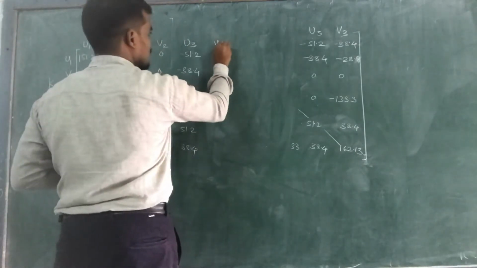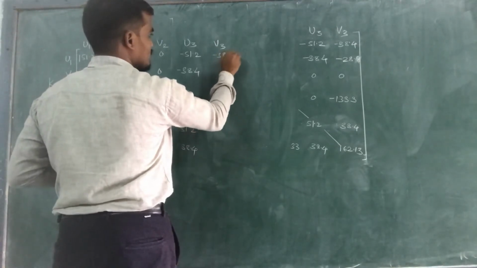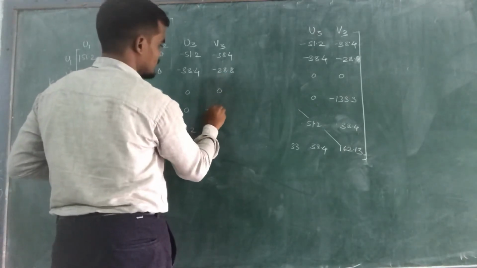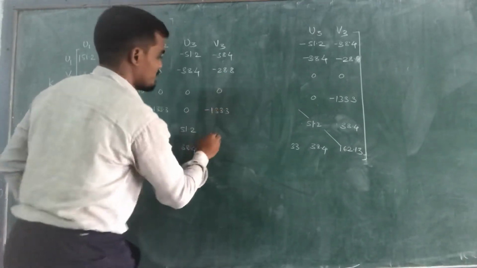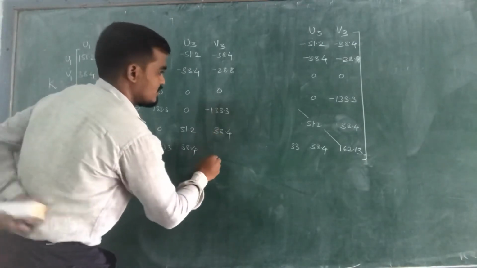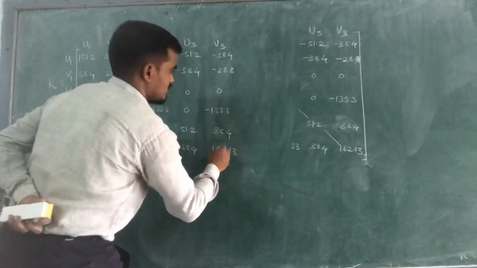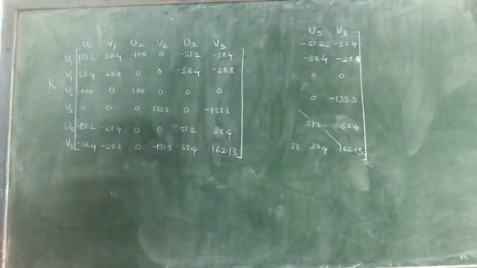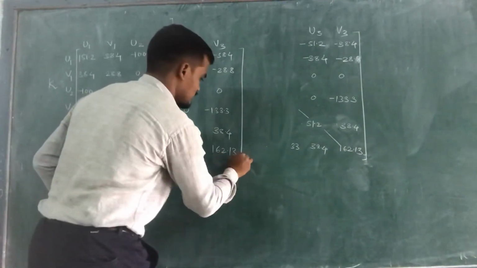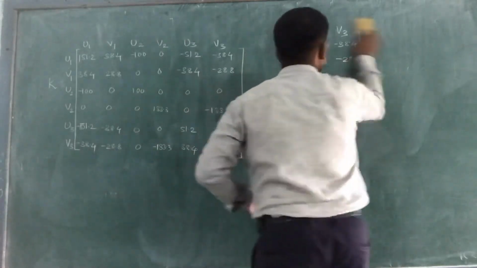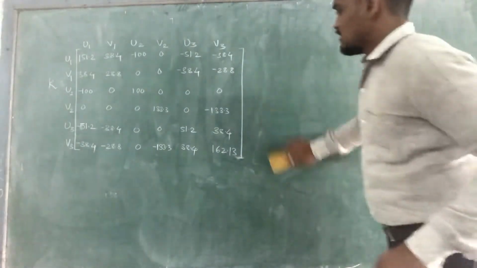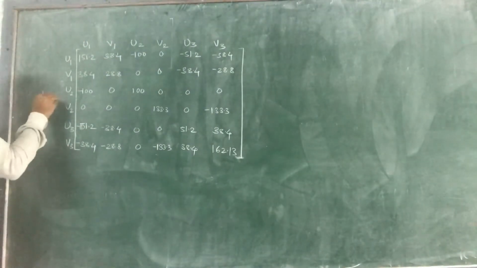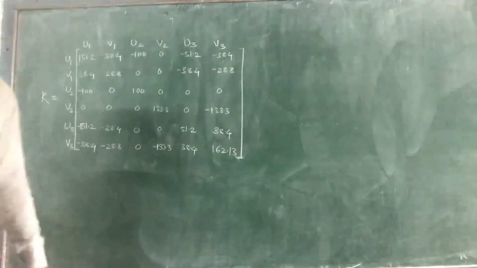Finally V3, minus 38.4, minus 28.8, 0, minus 133.3, 38.4, 162.30. In this way, this is the final global stiffness matrix. Okay. So now next step is what? This is your final global stiffness matrix K.